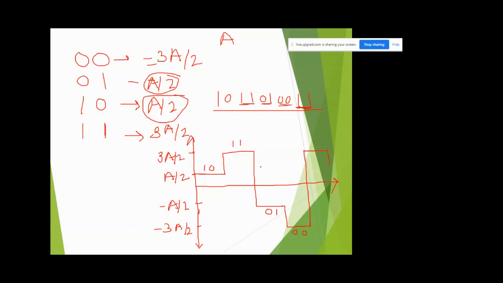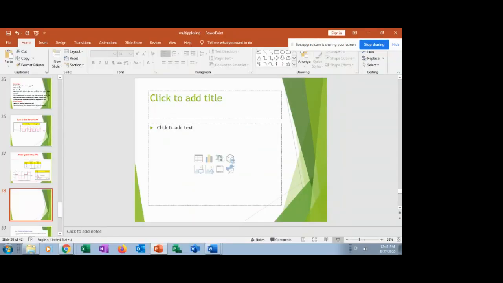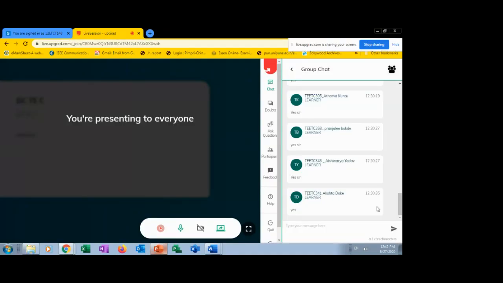In the polar quaternary signal, 2 bits are combined to represent the voltage levels. Okay, so I hope it is clear. If you have any doubt, then let me know.